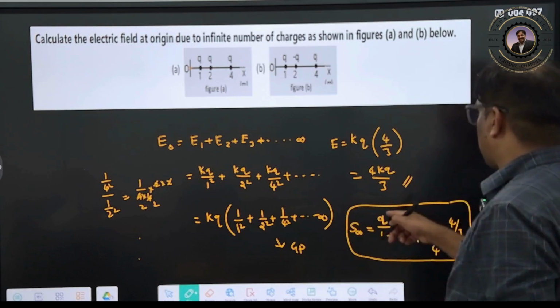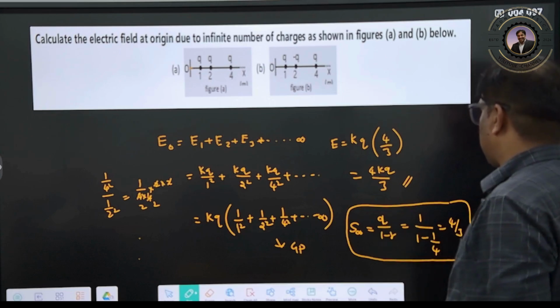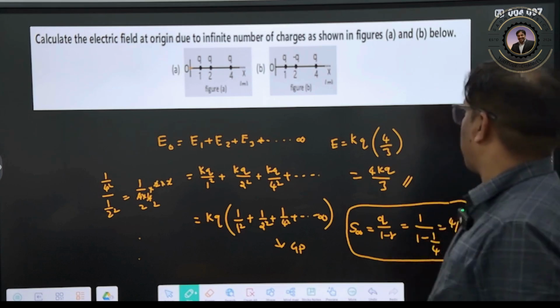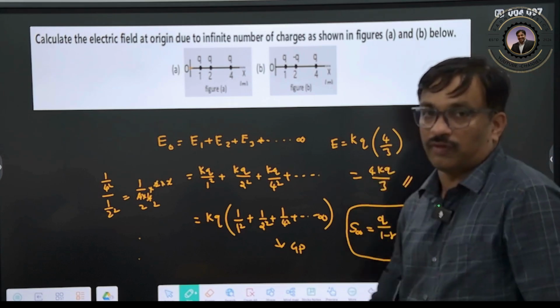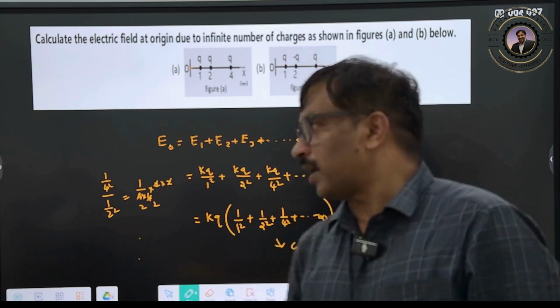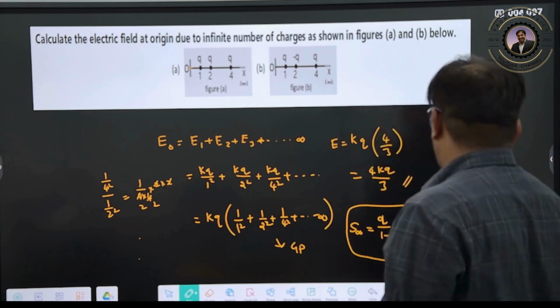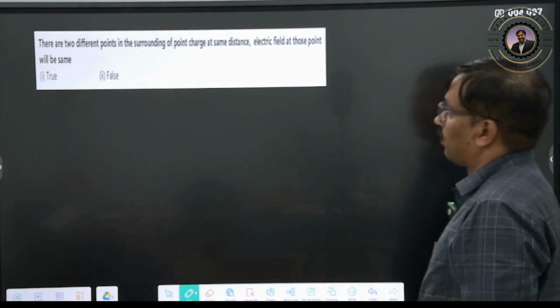That means A by 1 plus R means 5, therefore 4 by 5. So 4 by 5 KQ will be your answer in that. Clear? So you can try it. If you don't understand, please just comment it. Therefore again we'll solve it.